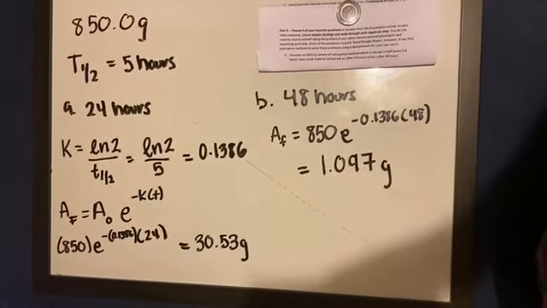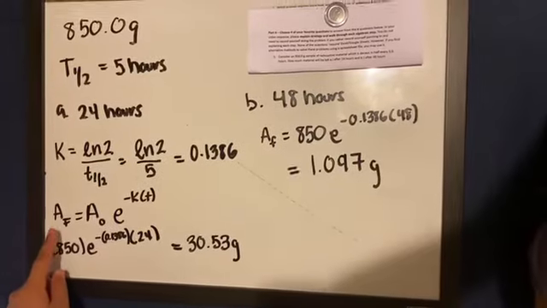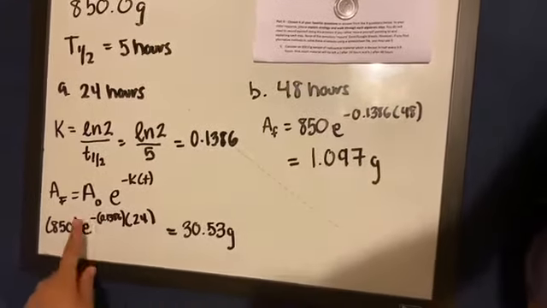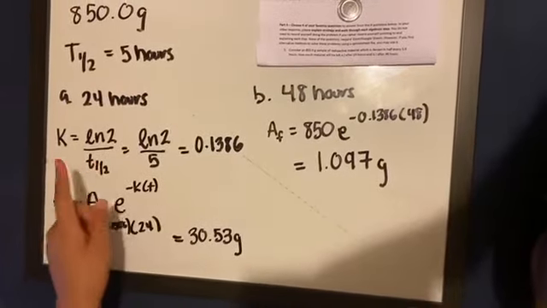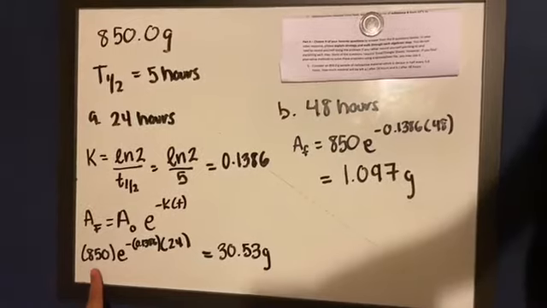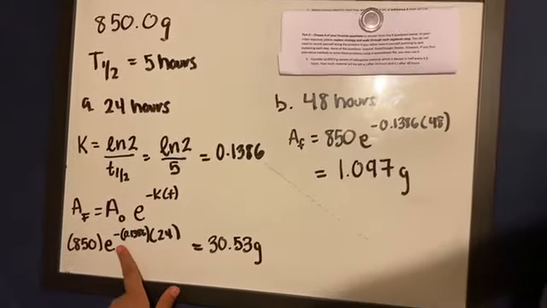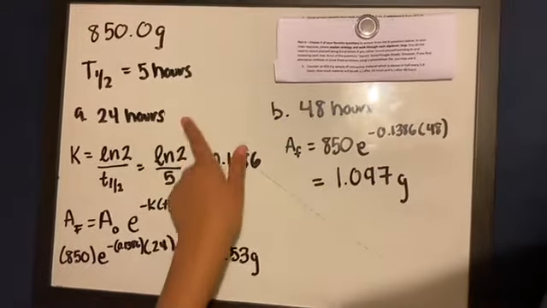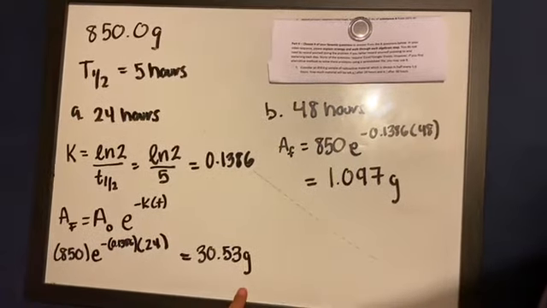So then you get the equation, your final versus your initial amount of your radioactive activity, e to the negative k, which is the k right here, times the time that you're trying to figure out. So it's 850, our original amount, times e to the negative 0.1386 times 24 hours, which we are trying to figure out, and we get 30.53 grams.